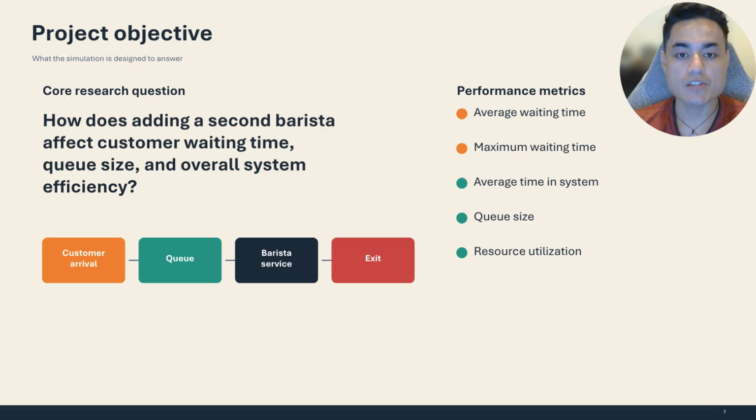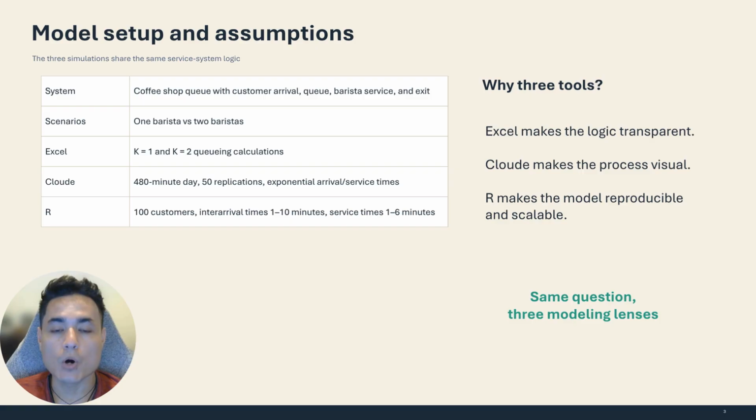For our analysis, we focus on several performance measures: average waiting time, maximum waiting time, average time in the system, queue size, and resource utilization. These measures helped us compare whether one barista or two baristas perform better. For the model setup, all three simulations follow the same basic queuing structure: customer arrival, queue, barista service, and departure. The main comparison was between one barista and two baristas. In the one barista scenario, customers had to wait whenever the single barista was busy. In the two barista scenario, customers could be served by whichever barista became available first.